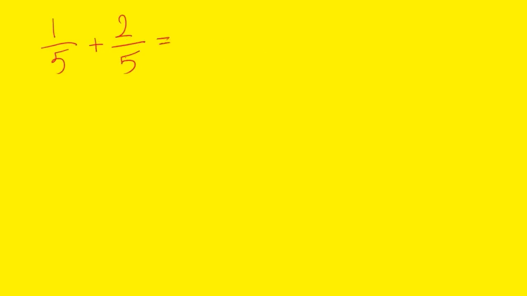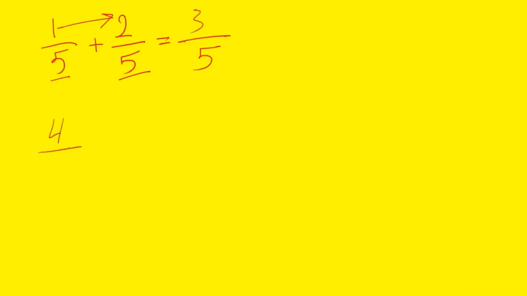This is the first thing we have to do. This is a like denominator. Our focus always will be on the denominator. Keep the denominator as it is and start to add the numerators. 1 plus 2 equals 3, just only. Okay, another one.